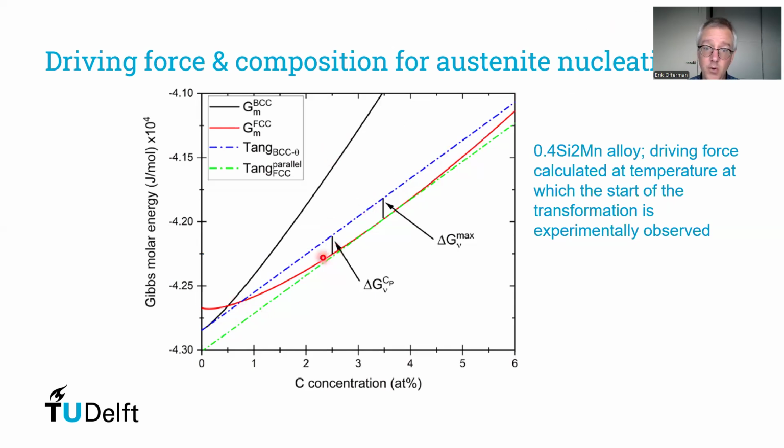Here you could assume, well, maybe the austenite nucleus takes the composition of the pearlite, and then we have this driving force. Or it could be that your austenite nucleus is higher in carbon because we have a larger driving force here than we have over there. So we will assume that the austenite forms with a higher carbon concentration because the driving force is then larger.